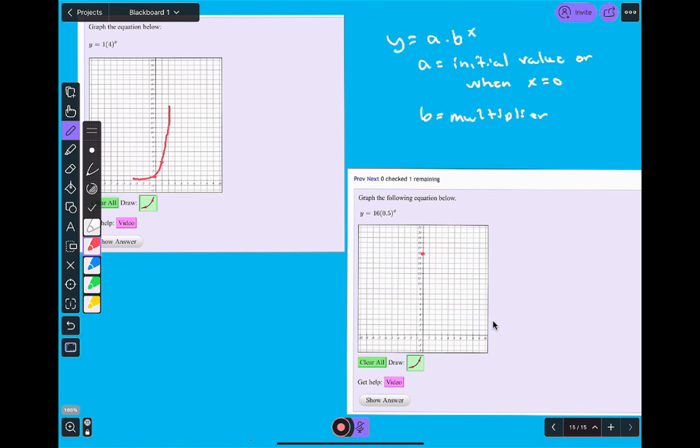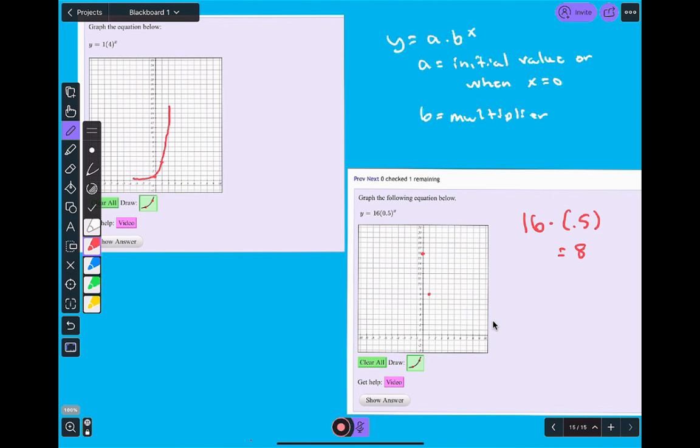And then what I'm going to do is I'm going to multiply 16 times a half to find my next point. So I'm going to take 16 times 0.5, and if I put that in my calculator, I'm going to get 8. So my next point is 8. So I'm going to come over here to 1, and I'm going to go up to 8, and I'm going to put a dot right there.